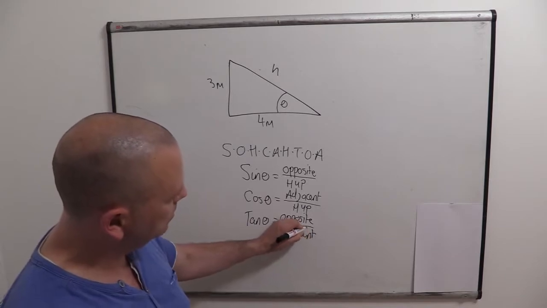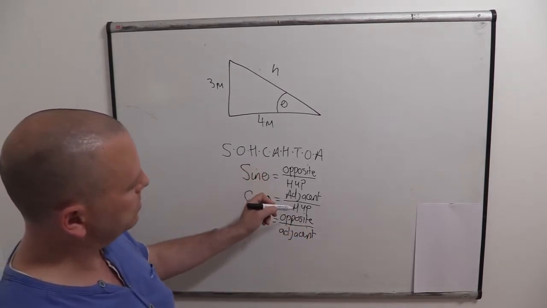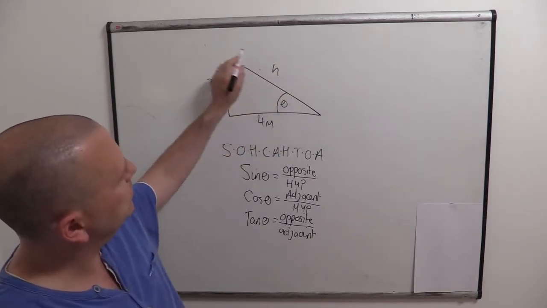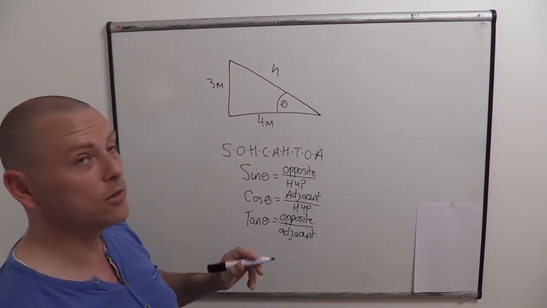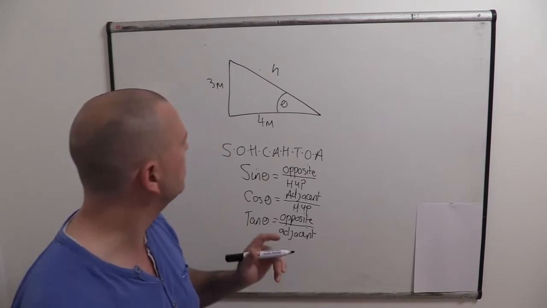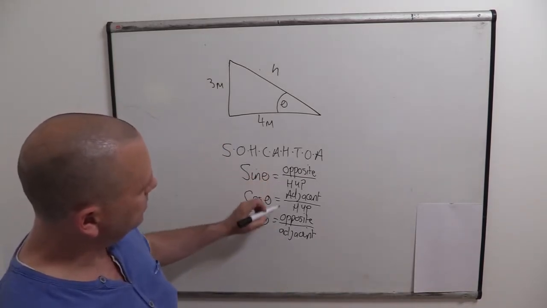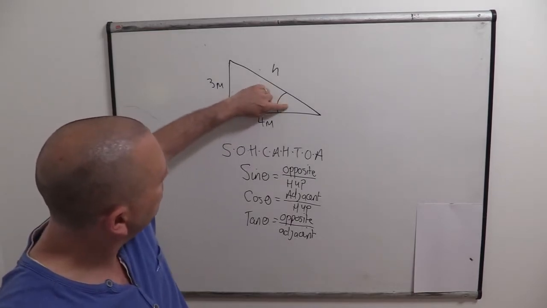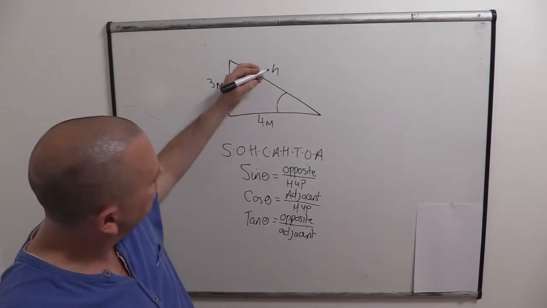So let's just get our heads around what opposite, height, adjacent, all that means. So the hypotenuse is always the slopey side. It's the longest side of a right angled triangle. It never changes. However, the opposite and the adjacent do change. And here's how I recommend you remember it.